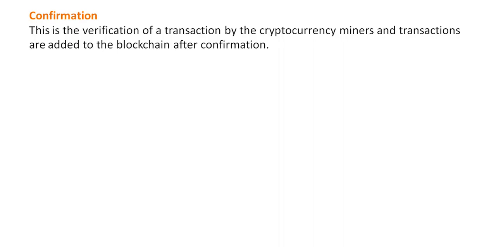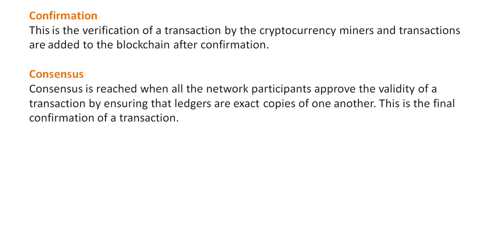Then we have consensus. Consensus is reached when all the network participants approve the validity of a transaction by ensuring the ledgers are exact copies of one another. This is the final confirmation of a transaction. Whenever a transaction is done, that means that consensus has been reached.